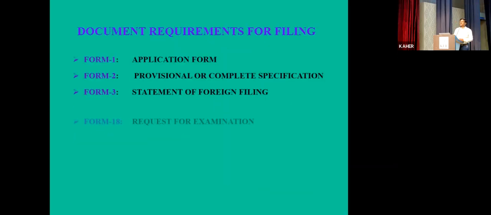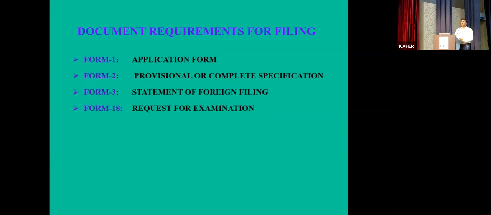So there are a minimum of 4 forms required. To get a grant of a patent, you have to prepare at least these 4 forms. There are 30 forms in the patent rules. In that, you need to file at least 4 forms. So that is the minimum. So that is form number 1.